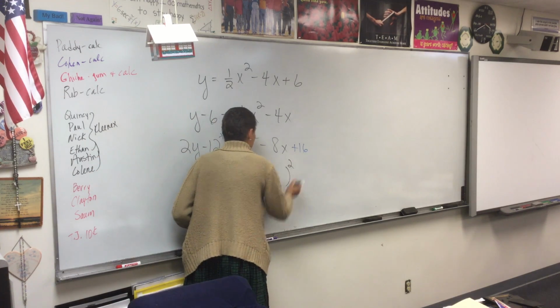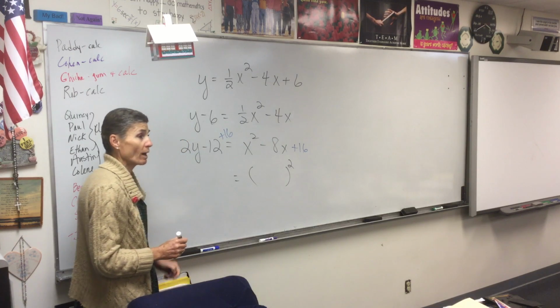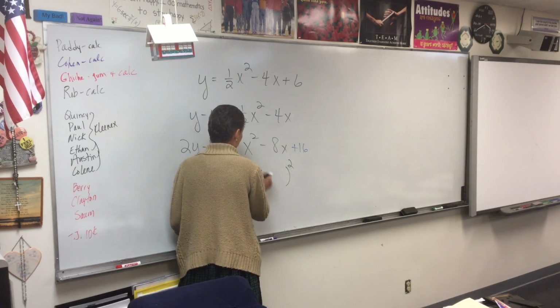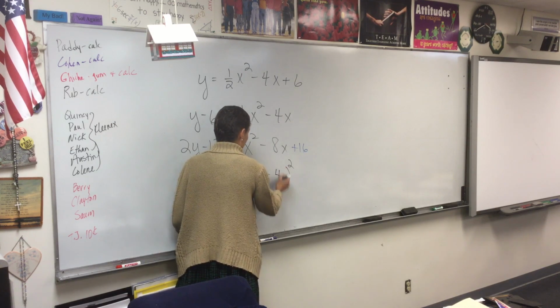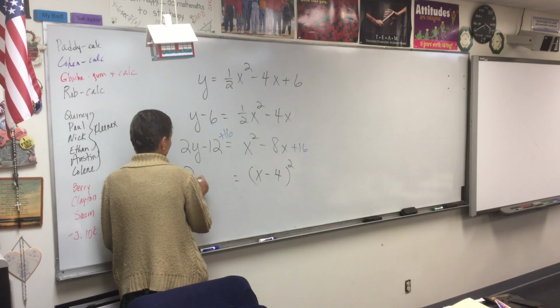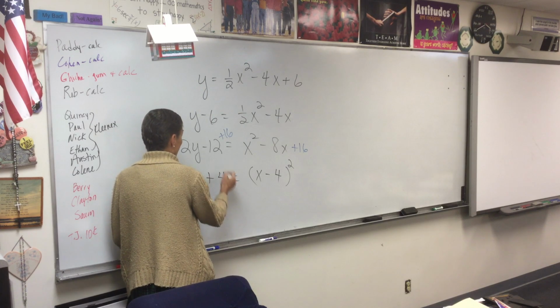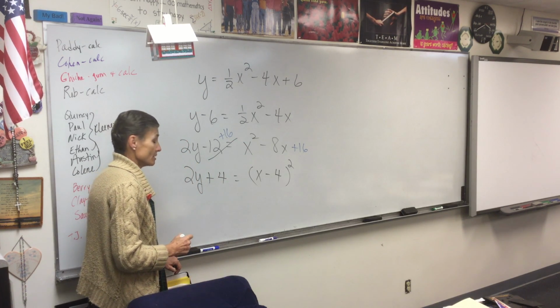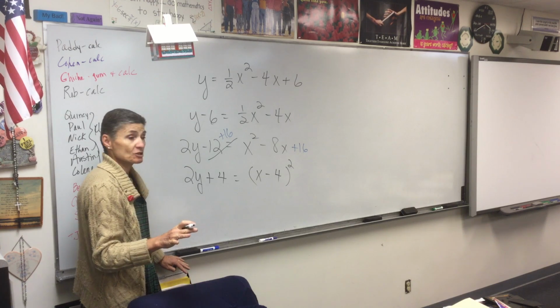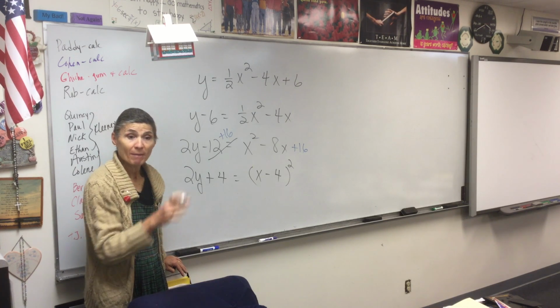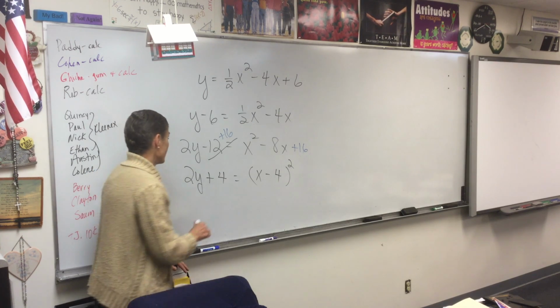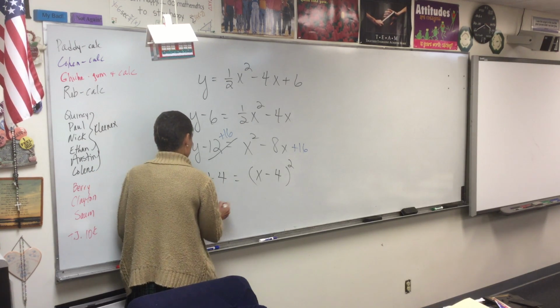This side is a perfect square. That's why we call it completing the square. This side will be (x minus 4) squared. And this side is 2y plus 4 if I add those two things together. Now the square is complete, and it's just a matter of putting the equation back with y equals, getting y by itself again. So I'll move my 4 over.